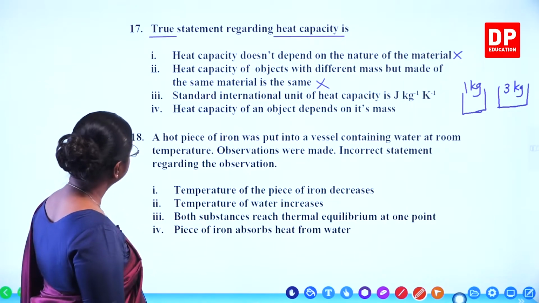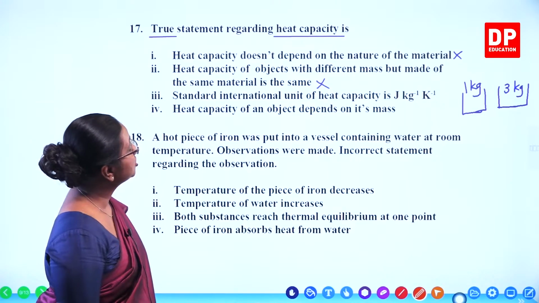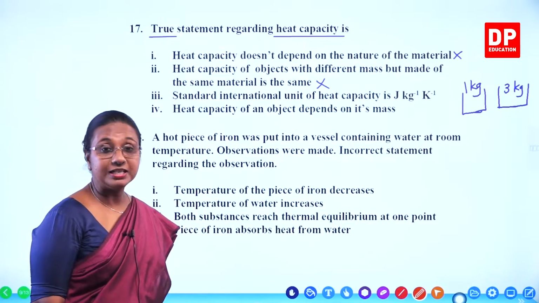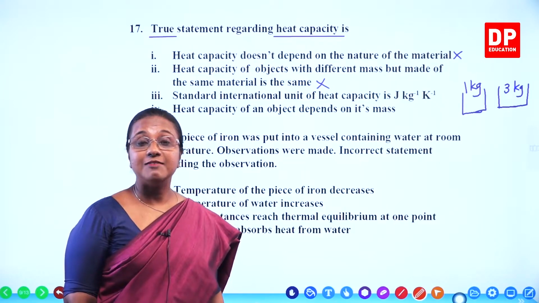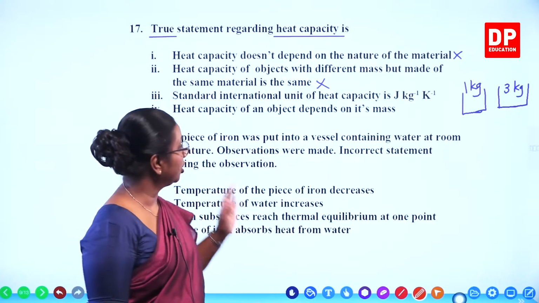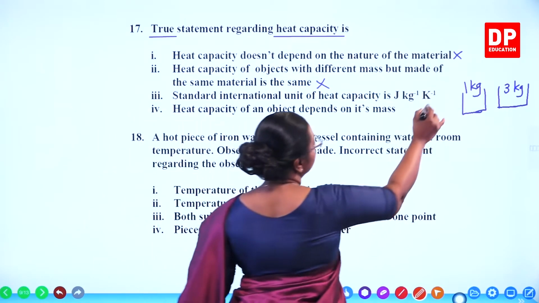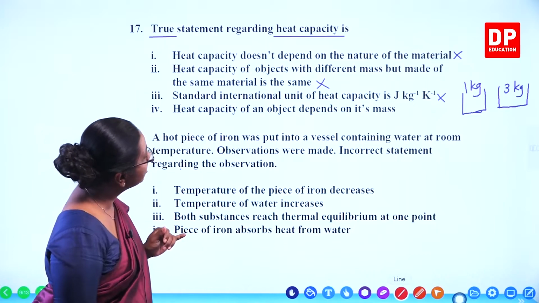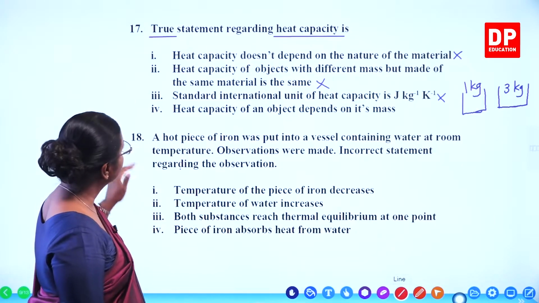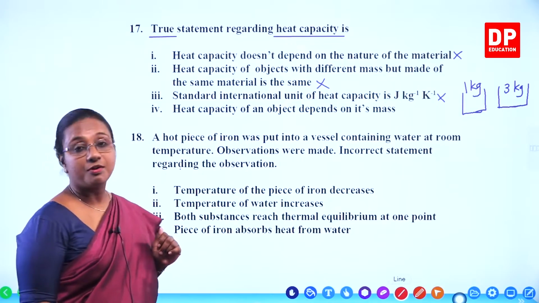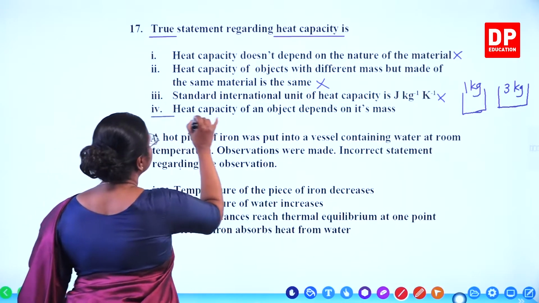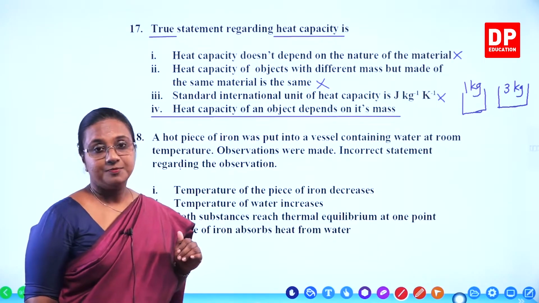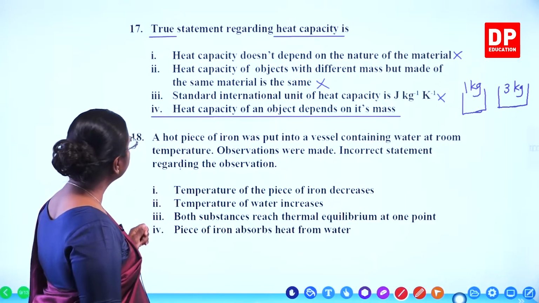And the third one, standard international unit of heat capacity is joule per kilogram per Kelvin. That is also incorrect. Why? Joules per kilogram per Kelvin is for specific heat capacity, not heat capacity. So, that means the correct statement has to be heat capacity of an object depends on its mass. That is correct. That is the fourth statement. That is the true statement from all these. Then we will move on to the 18th question.